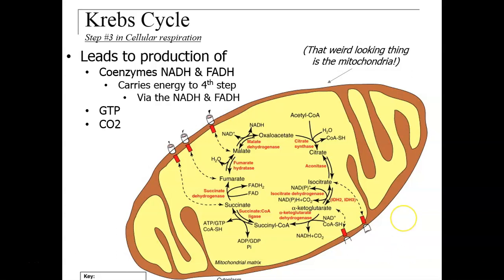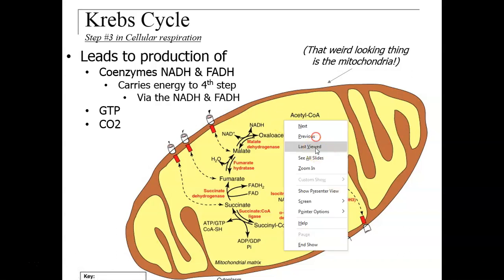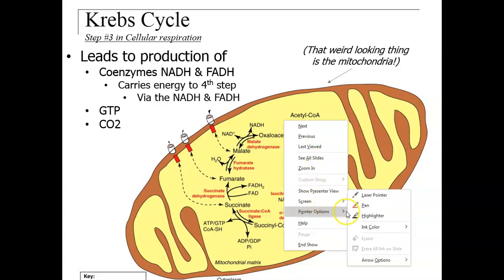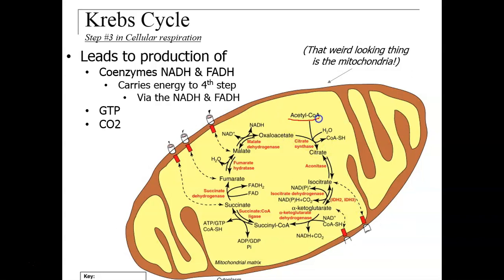Now, if you'll recall, the last 5 minutes or so of what we talked about was looking at acetyl-CoA. Right, this guy here, acetyl-CoA. Remember, acetyl-CoA plugs into the Krebs cycle. This is occurring inside of the mitochondria. This whole thing here, this is all mitochondria.